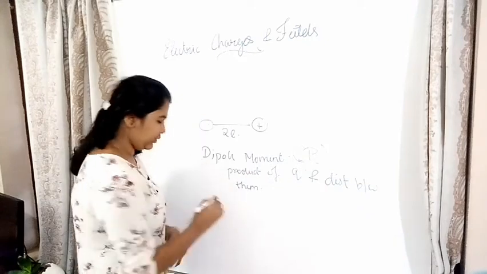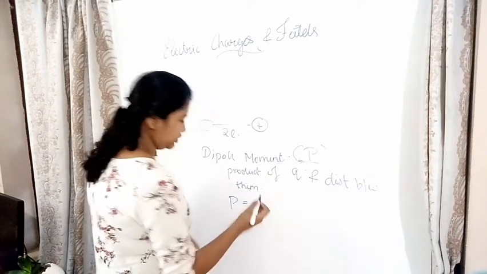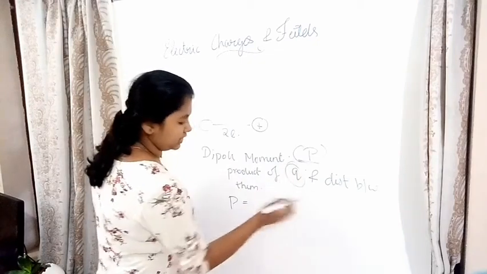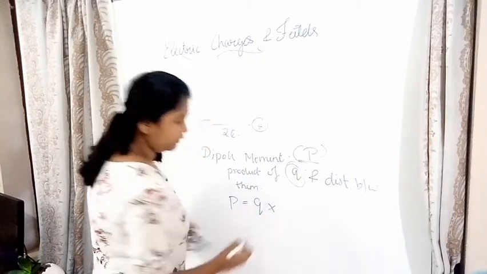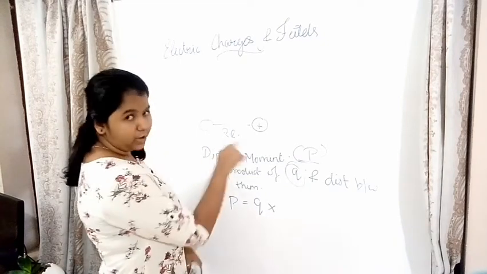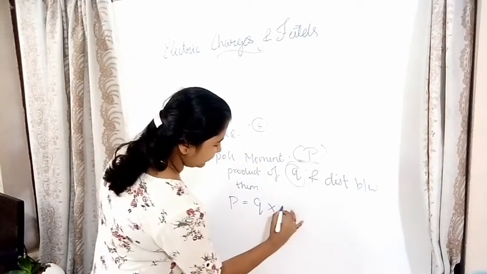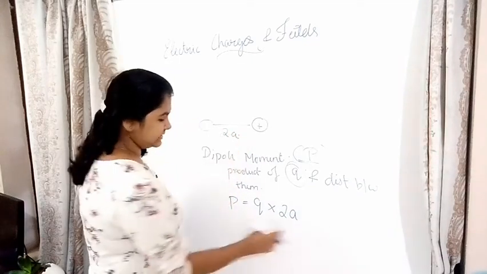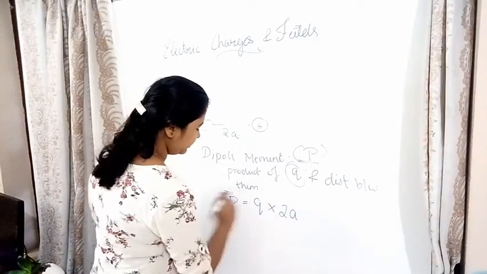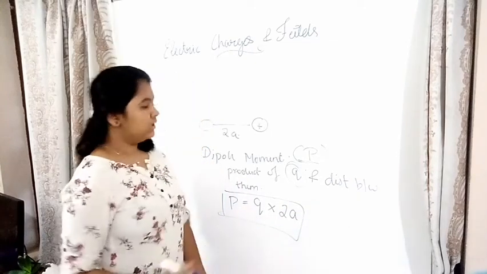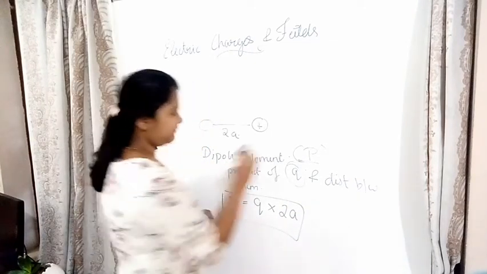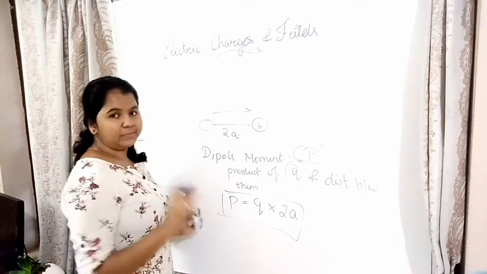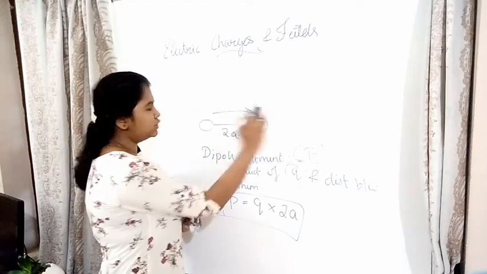Okay, so we'll write the equation. P is equal to, we know the product of charge, so Q, charge, into the distance between them. It's 2L or 2A or 2X, anything. So we'll represent this as 2A now. Let it be 2A, for convenience, if A is the starting letter. So this is the dipole moment. So the direction of dipole moment is always from negative to positive.